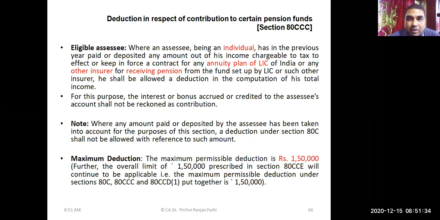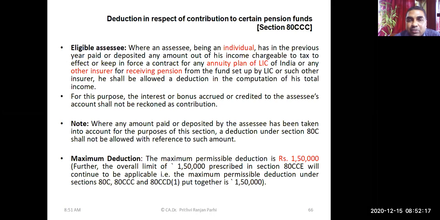So broadly we have discussed up to this. Now today we will be discussing the next section, which is 80CCC. 80CCC is a deduction allowed on contribution made to certain pension funds, not NPS. Eligible assessees are individuals. Individuals can contribute to certain pension funds and get deduction under section 80CCC.